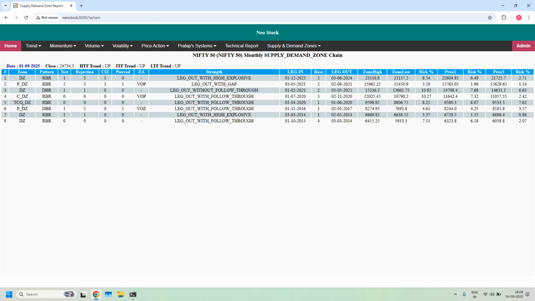In any supply demand zone chain report, always look into the zone column to find the high liquidity zones, and the pierced column to find the pierced zone. Look into the LTF trend to find the trend of the current time frame you have selected. You already learned one time frame higher is ITF and one more time frame higher is HTF. And also don't forget to pause the video when you are moving from one report to another, because I am giving you very few seconds to watch the reports.